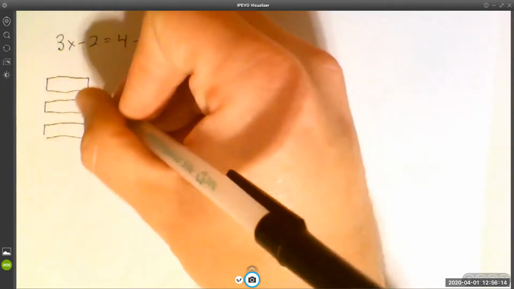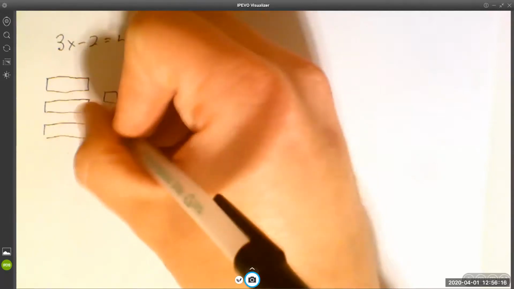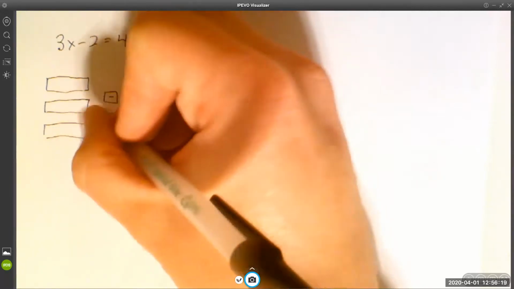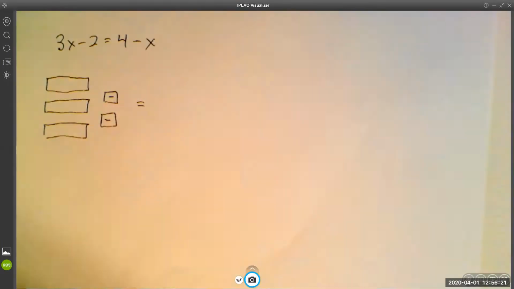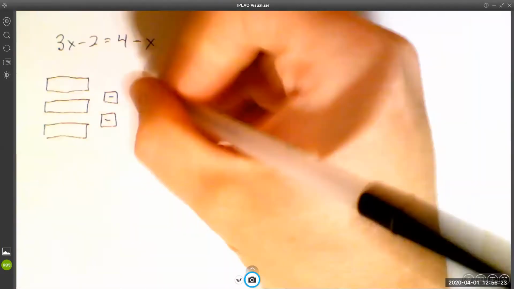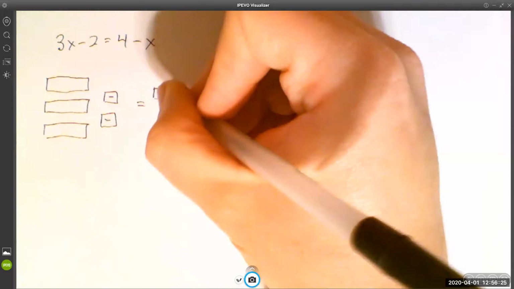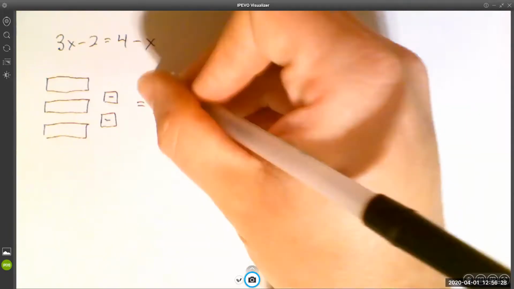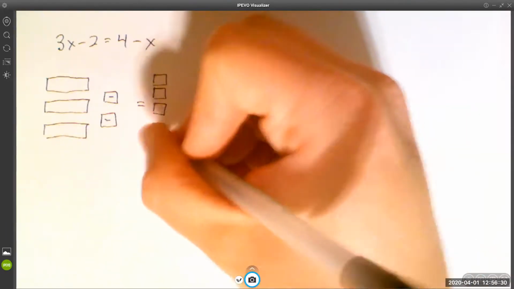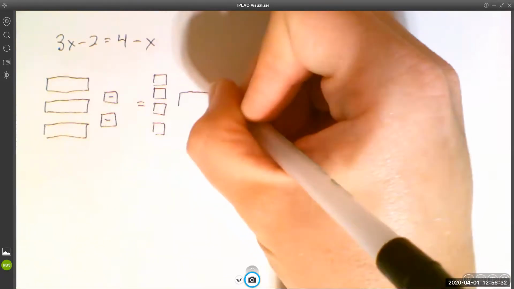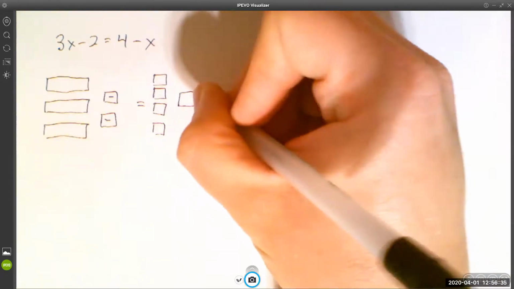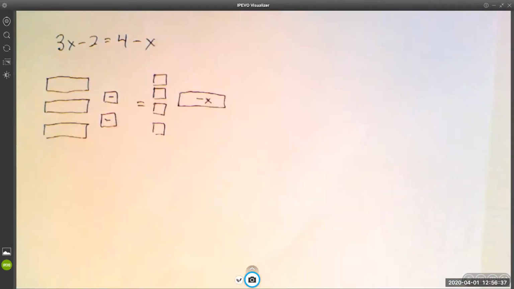So let's give ourselves 3x and negative 2. If the tiles are negative, I'm going to mark them negative. If they're positive, I'm just going to have positive tiles. Okay, so there I have 3x minus 2 equals 4 minus x.